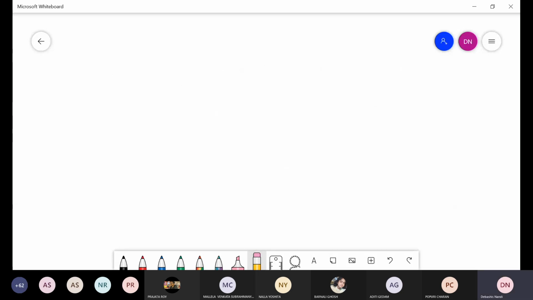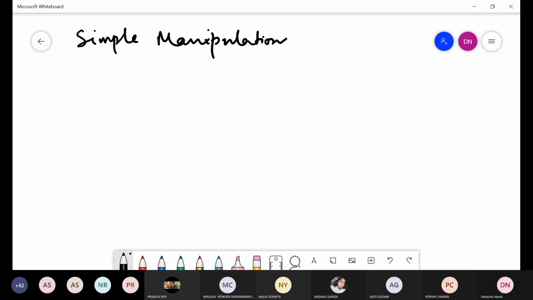Next I will do some manipulation on discrete time signals. So the next topic is simple manipulations of discrete time signals.